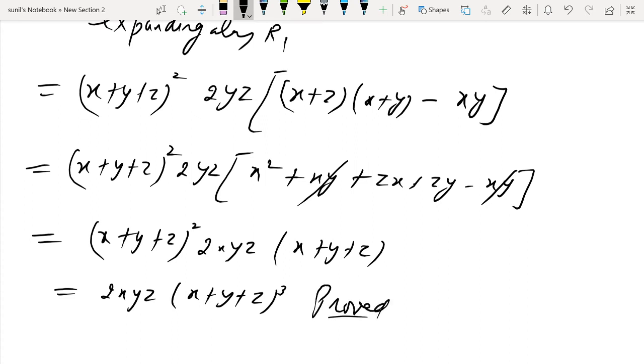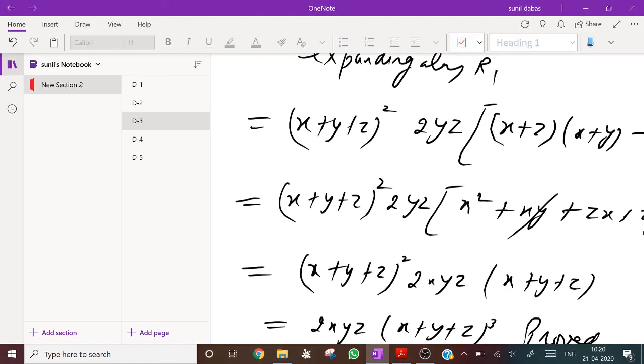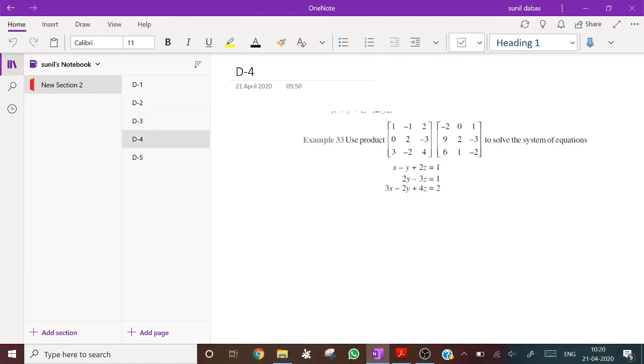So student, it's a really tricky question. So do it at least twice, this question. Now this question is again a very famous question.